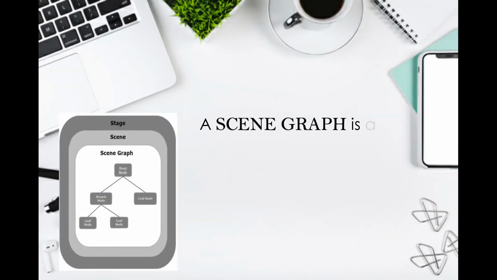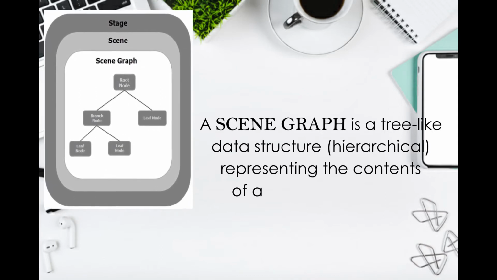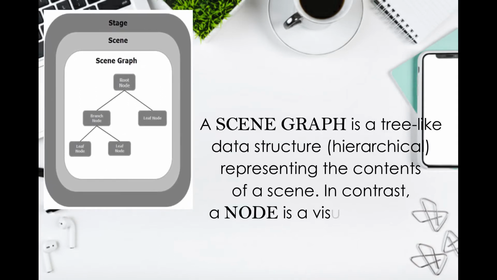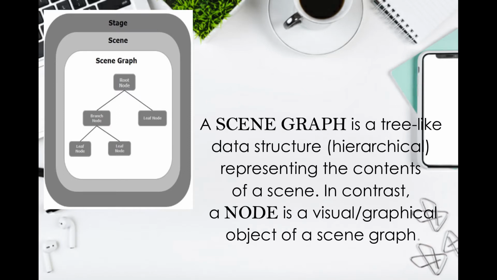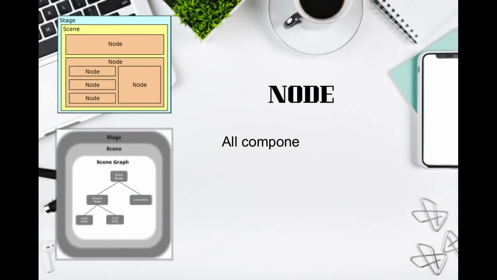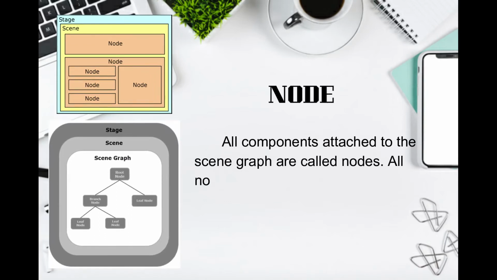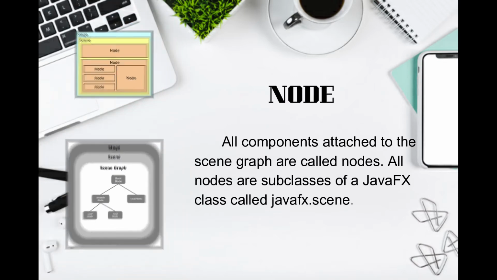A scene graph is a tree-like hierarchical data structure representing the contents of a scene. In contrast, a node is a visual graphical object of a scene graph. All components attached to the scene graph are called nodes. All nodes are subclasses of a JavaFX class called javafx.scene.Node.